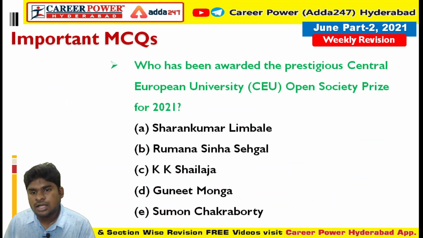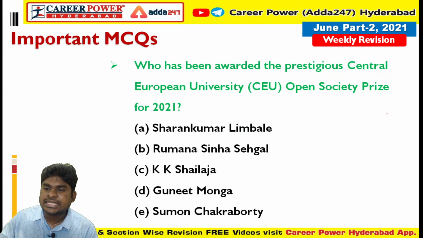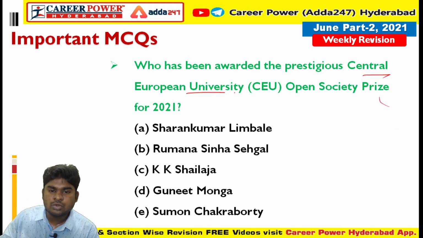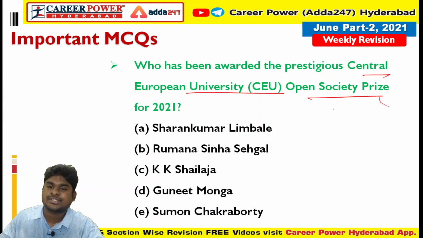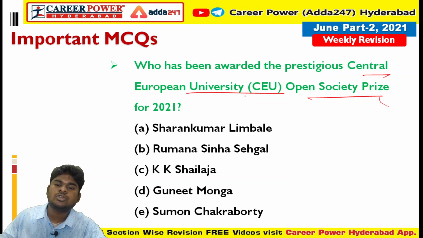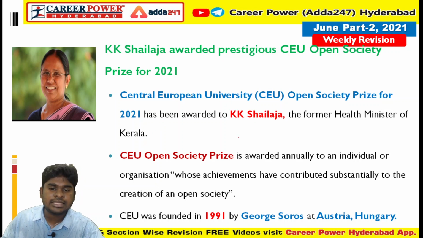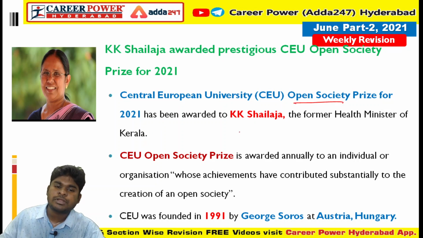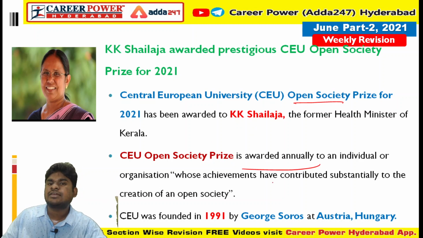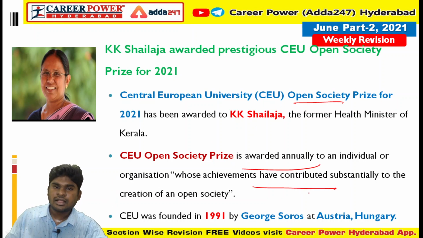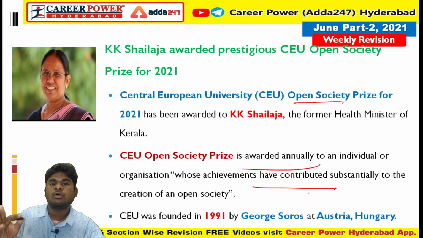So the next question is, who was awarded the prestigious Central European University Open Society Prize? Answer is KK Shailaja. KK Shailaja is the ex-Health Minister of Kerala. She was prominent in the news for controlling the COVID-19 pandemic in the state of Kerala. She was given the Open Society Prize. The Open Society Prize is given annually to an individual or organization who has successfully worked to create an open society.